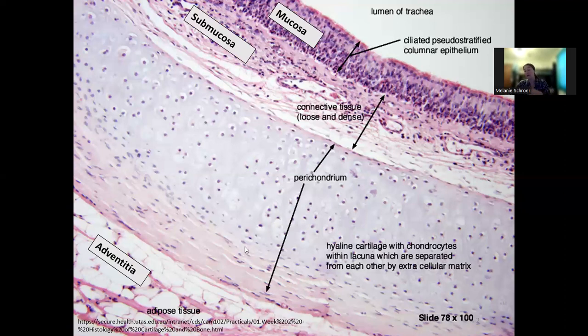And so what we can see in most of this histological picture is that most of the thickness of the wall of the trachea is actually hyaline cartilage. And so we can see the little chondrocytes and their lacunae. This kind of smooth purple texture here is the cartilage itself.